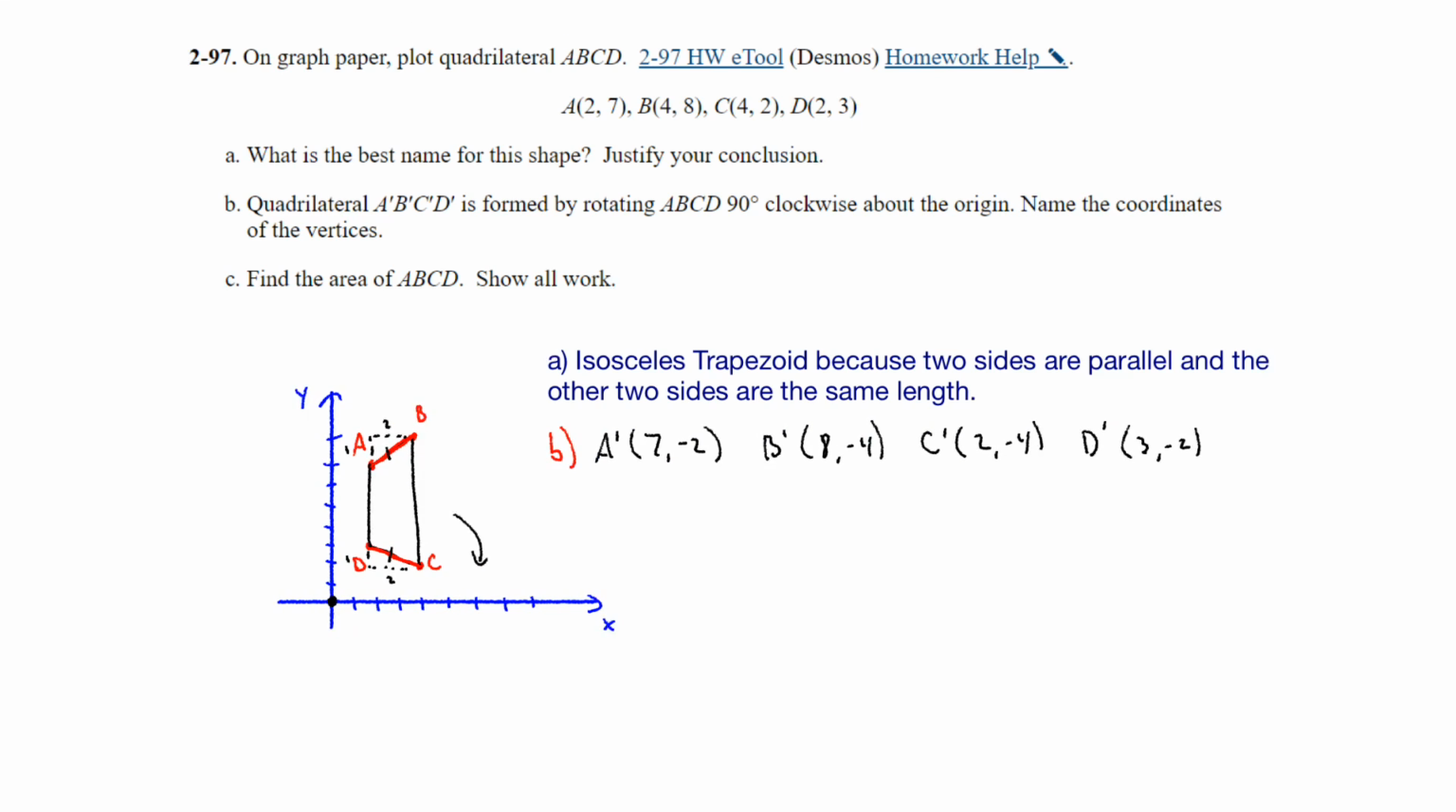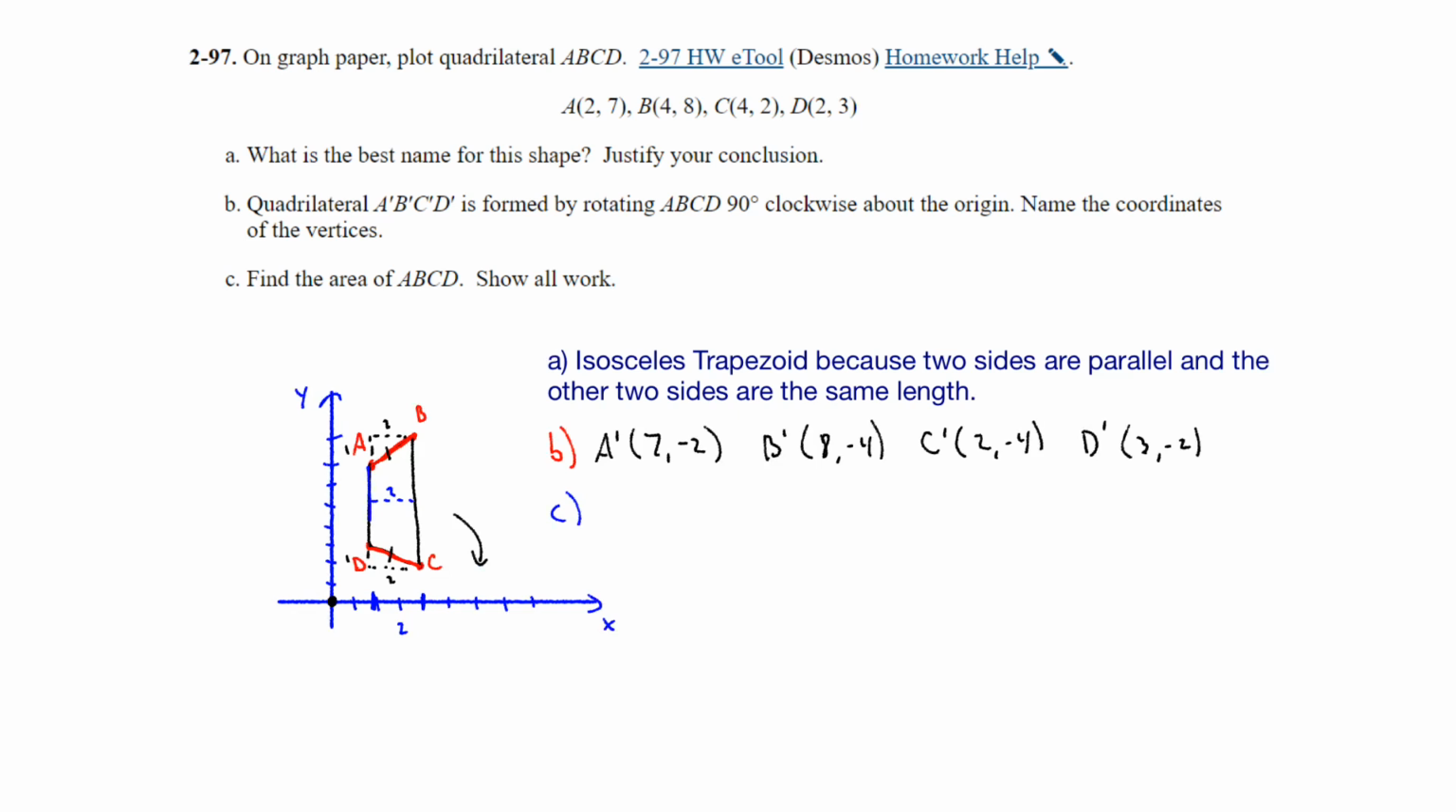On part C, find the area of ABCD and show all your work. So we need to know the height. Well, we can see the height represents 2 units, and that's going from when we originally had this set up at 2, 7. So this is supposed to be at 2, and then it goes over to 4. So that's a matter of 2 units. So that's the height of the trapezoid.